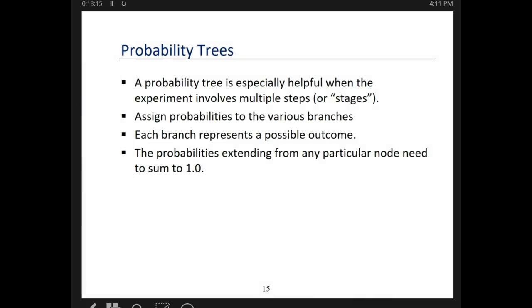Probability trees. Especially helpful when the experiment involves multiple steps or stages. We assign probabilities to the various branches. Each branch represents a possible outcome. And remember, adding all the probabilities together, we have to equal 1.0.